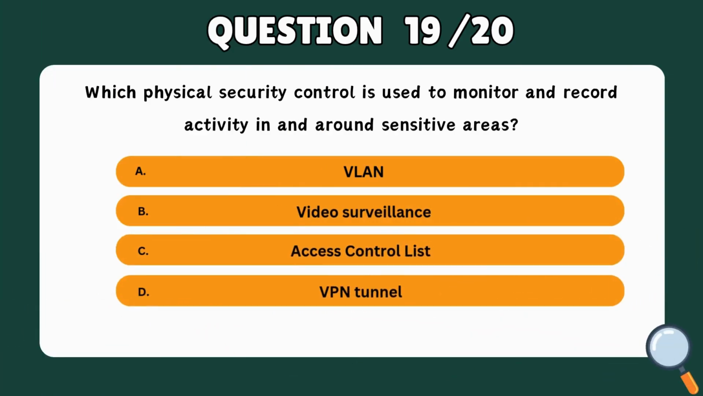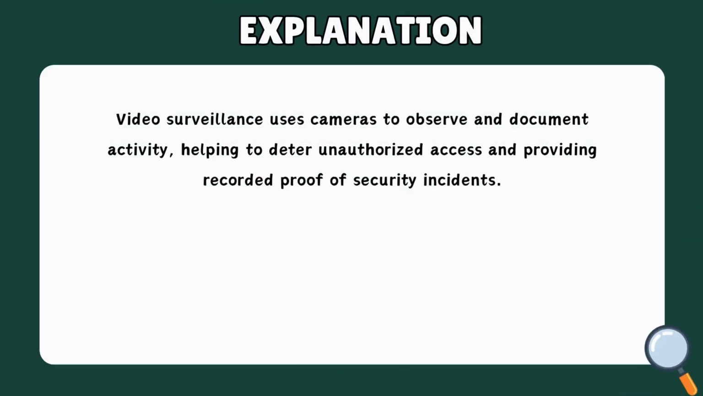Question 19. Which physical security control is used to monitor and record activity in and around sensitive areas? A. VLAN. B. Video surveillance. C. Access control list. D. VPN tunnel. Correct answer: B. Video surveillance. Video surveillance uses cameras to observe and document activity, helping to deter unauthorized access and providing recorded proof of security incidents.